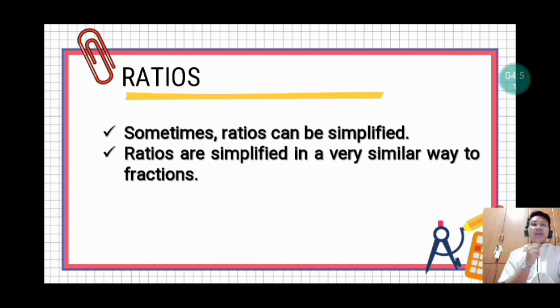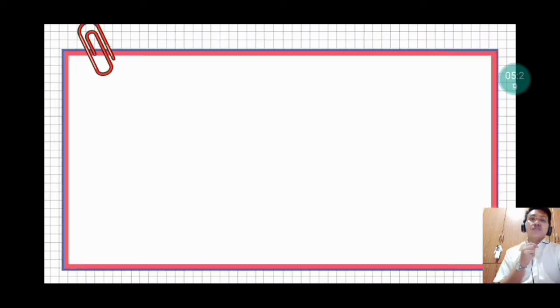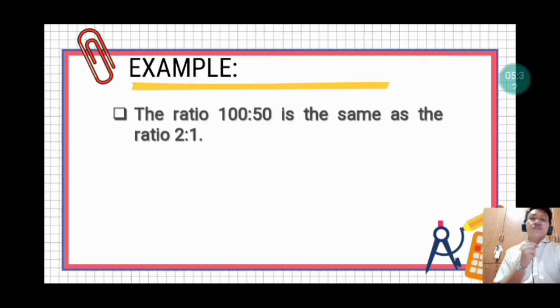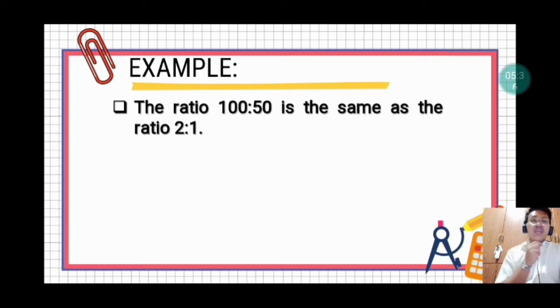So, sometimes ratios can be simplified. As I said a while ago, ratios can be in their simplest form, okay? And ratios are simplified in a very similar way to fractions. So, yung ratio, sinasabi dito na sinisimplify siya, pinapaunti siya na kahawig or magkatulad sa kung paano natin sinisimplify yung fraction. Okay? So, for example, the ratio 100 is to 50 is the same as the ratio of 2 is to 1.